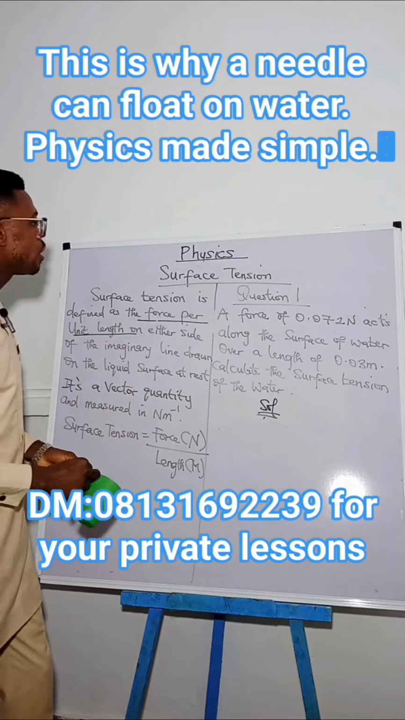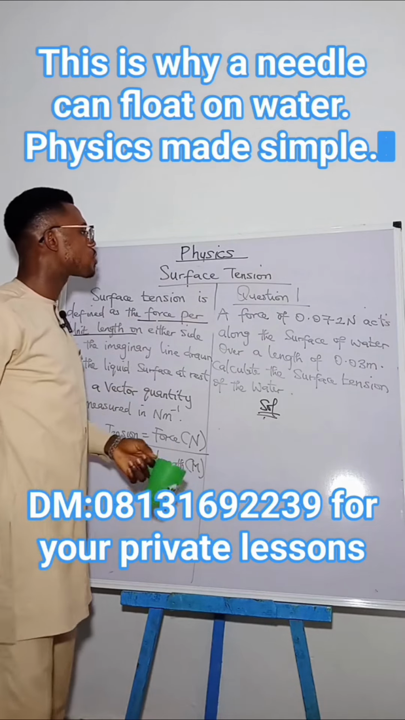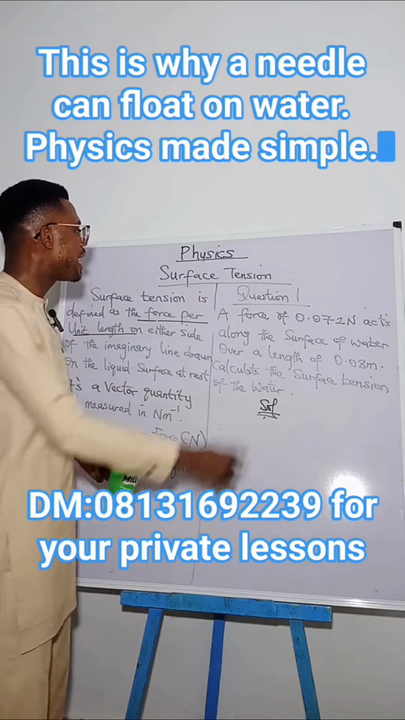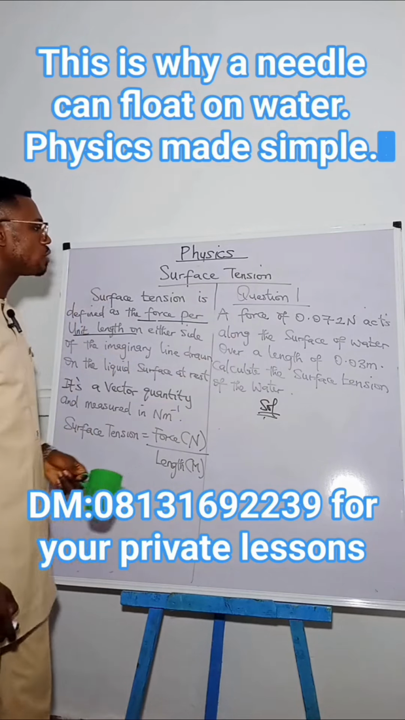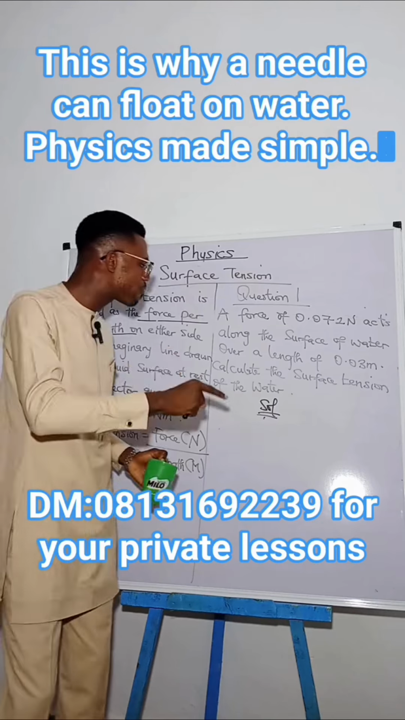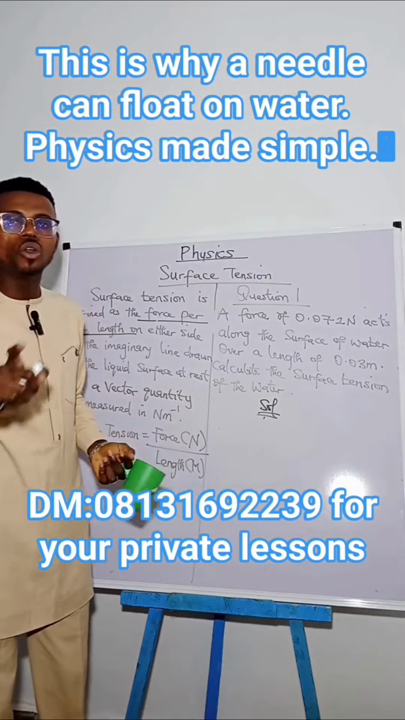Now let's take a question. Question 1. A force of 0.072 Newton acts along the surface of water over a length of 0.03 meter. Calculate the surface tension of the water.